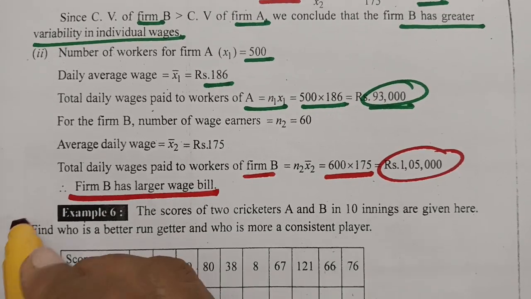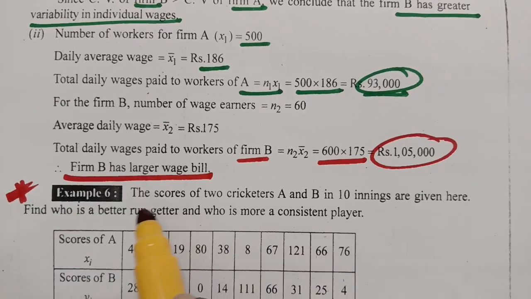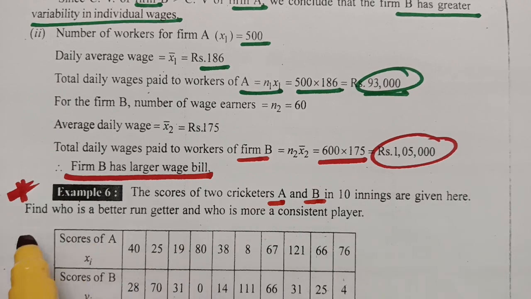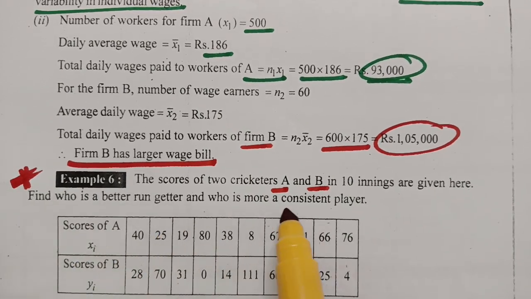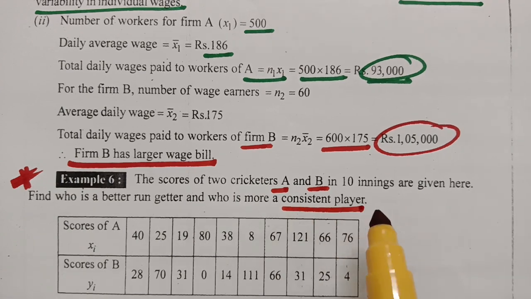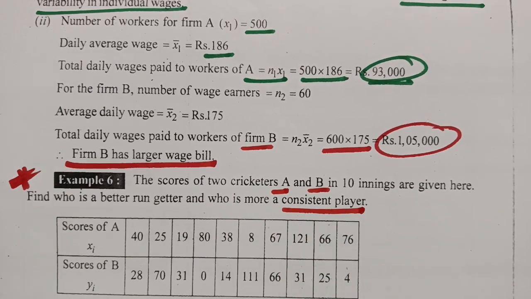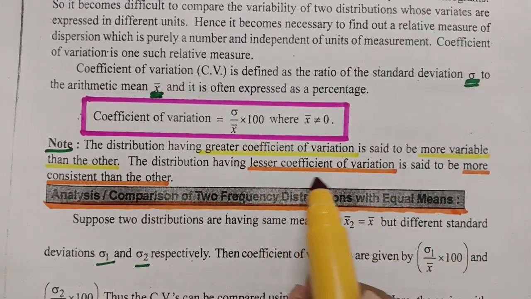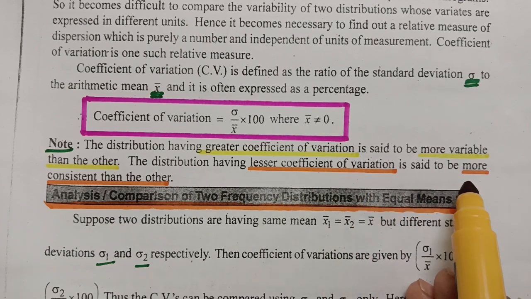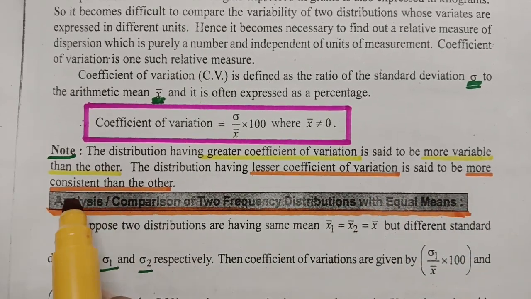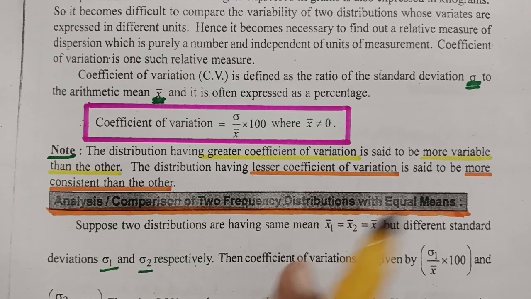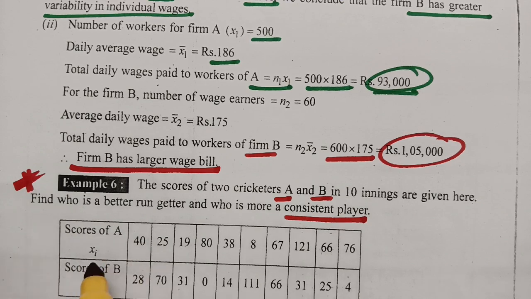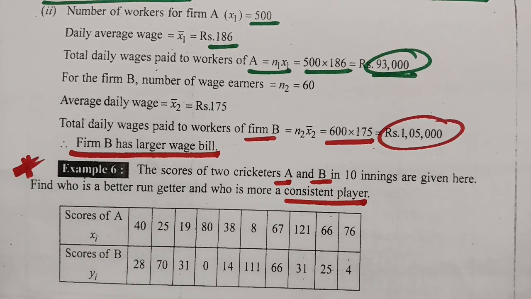And the last one here is from the textbook. The scores of two cricketers A and B in 10 innings are given here. Find who is the better run getter and who is the more consistent player. Talking about consistency, here is a note: the lesser the CV, the lesser the coefficient of variation, the more consistent. So for consistency, we have to check for the lesser CV value. Clear? Now we have to calculate this. These are the scores of A and these are the scores of B.